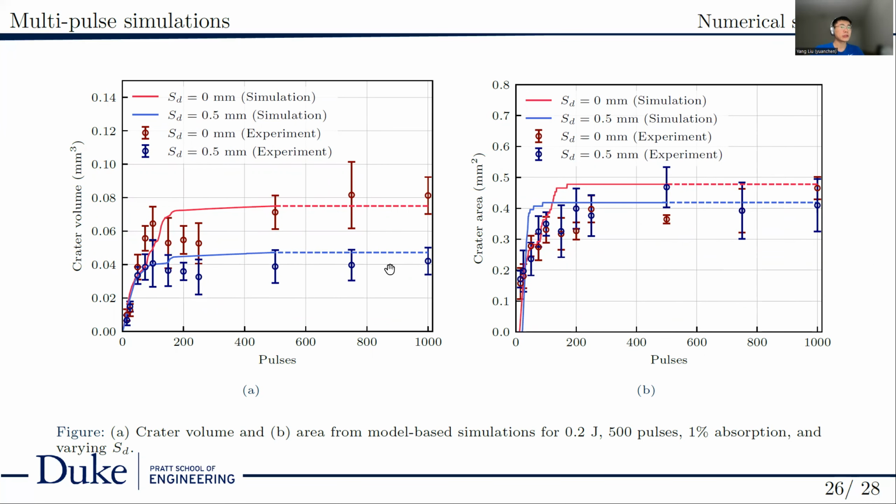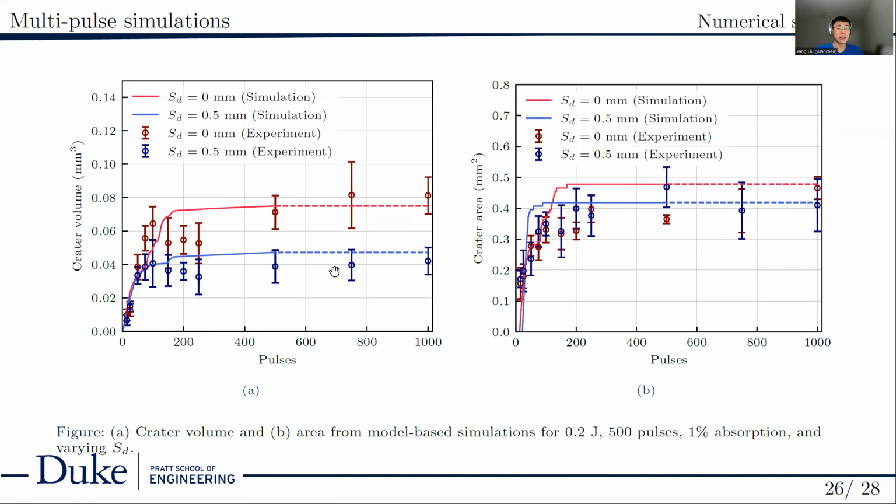The thermal ablation simulation result for 0.2 joule, 1% absorption, and varying SD for multiple laser pulses is shown in this figure. The comparison between the experimental observations and the simulation results once again indicates that the A equals 1% model tracks the real ablation behavior well for both SD equals 0 and SD equals 0.5 millimeter cases. We note that both simulation and experiment results for the crater volume saturate around 200 pulses. And this can be easily explained by simulations.